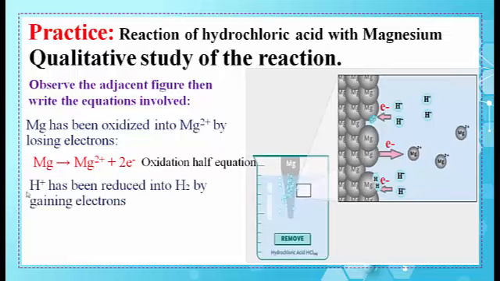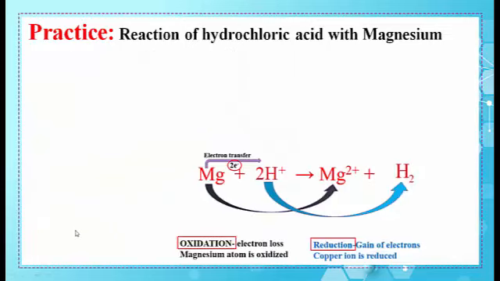Also, H+ has been reduced into H2 by gaining the electrons lost by Mg. These electrons will be gained by H+, where 2 hydrogen ions gain the 2 electrons lost by Mg to give hydrogen gas. This is the reduction half equation, since there is gain of electrons.